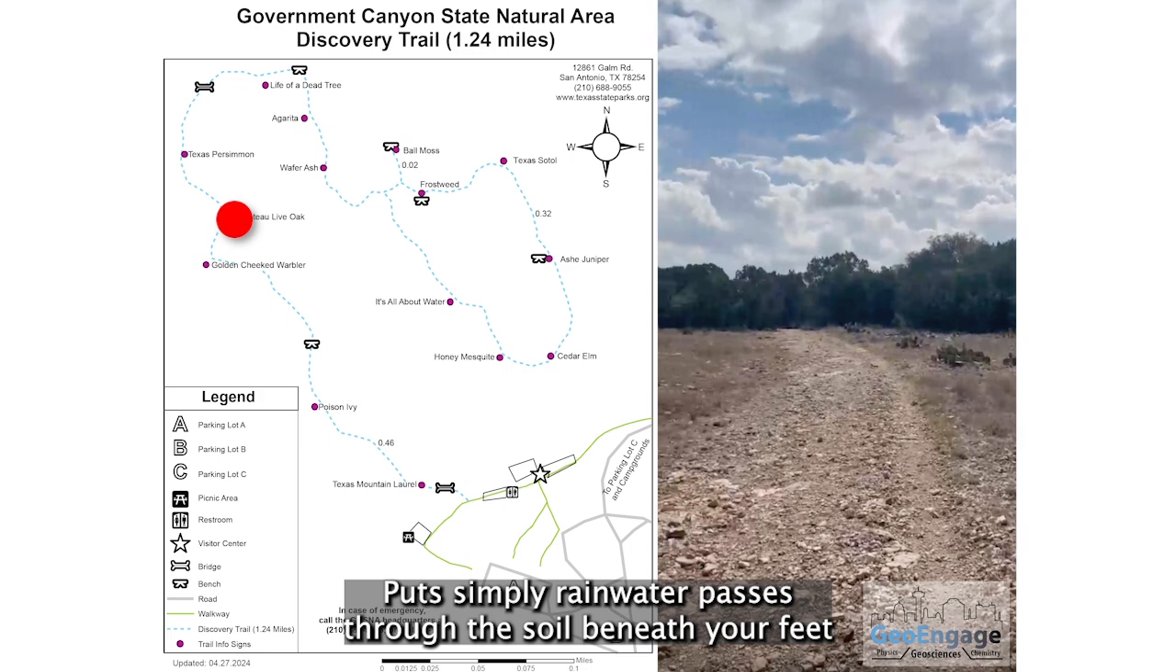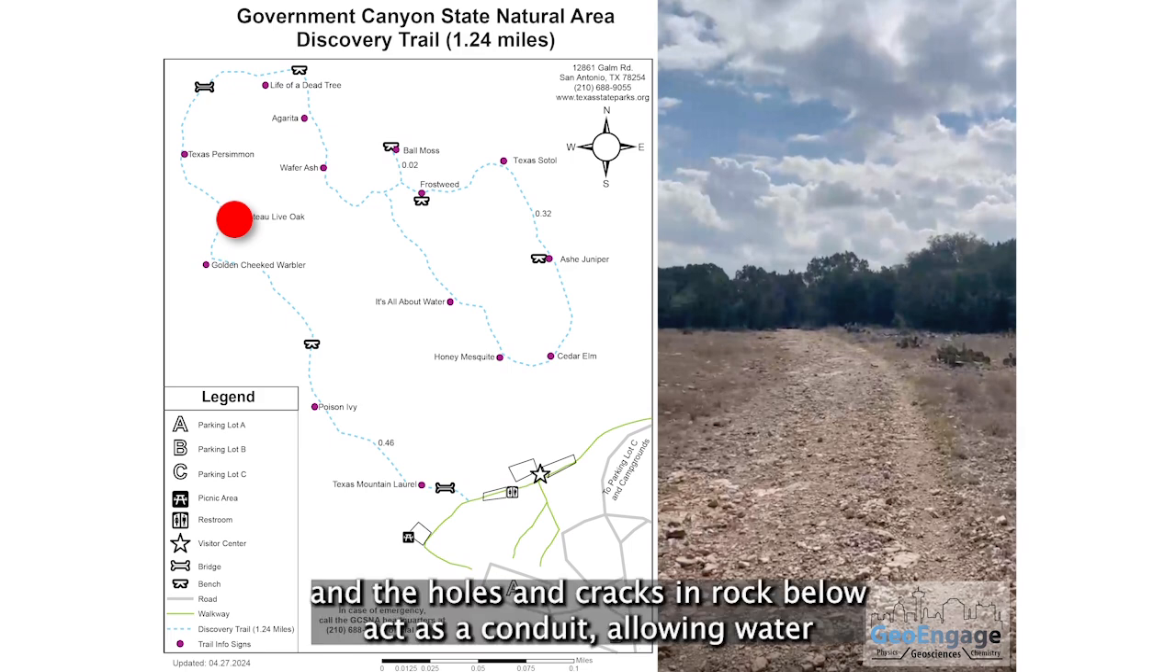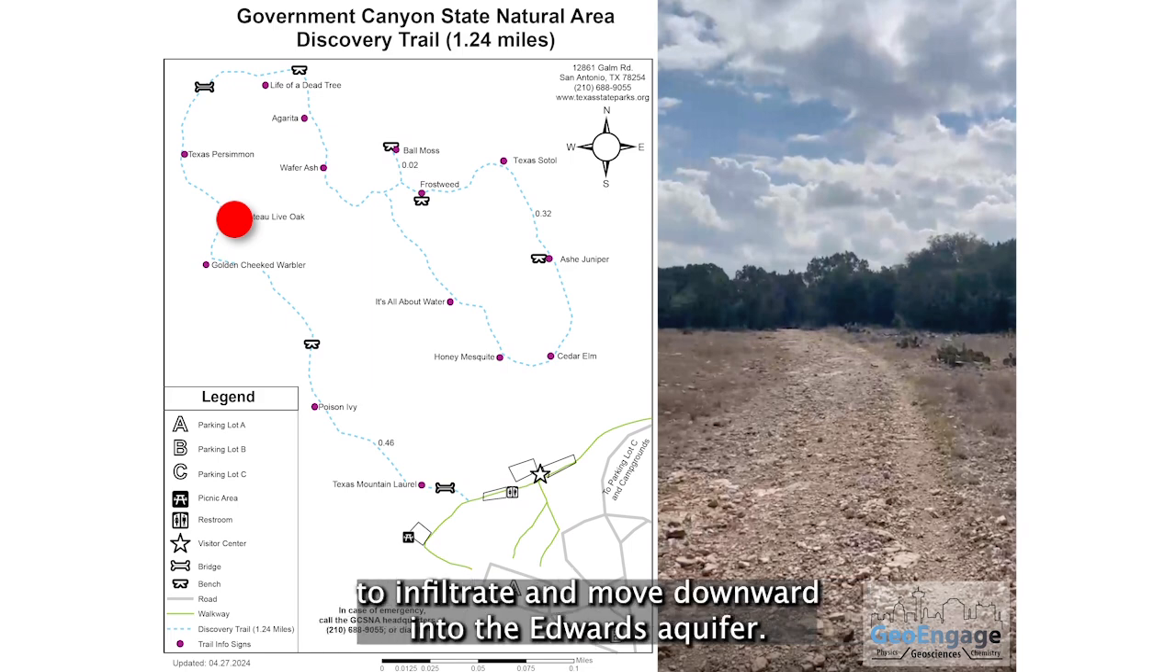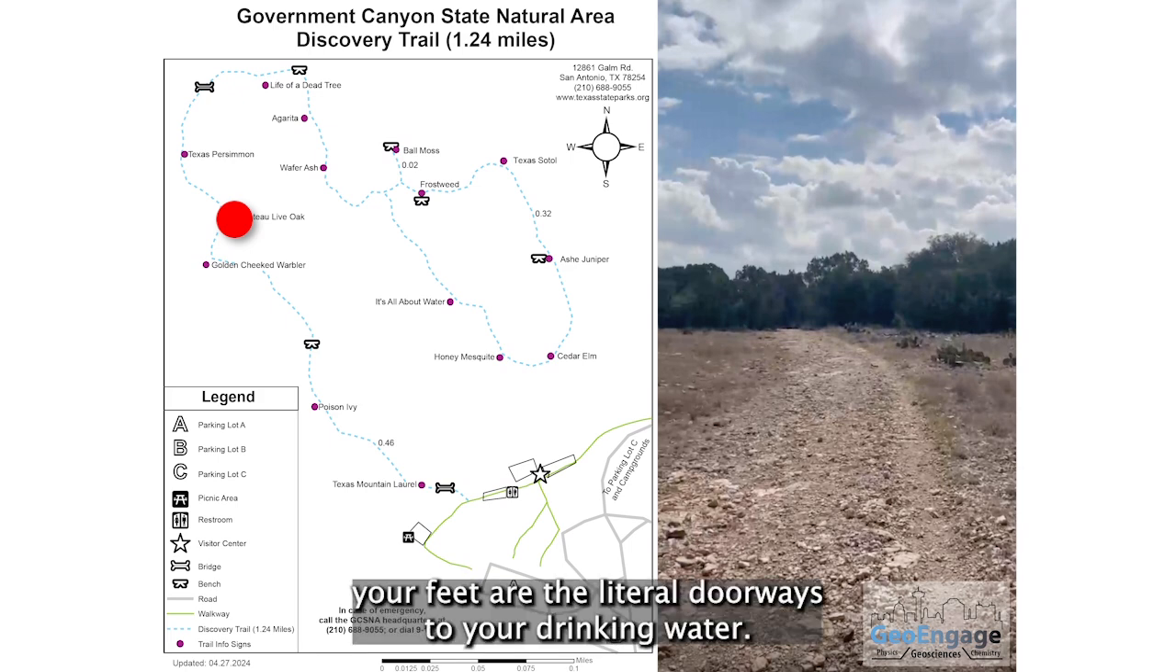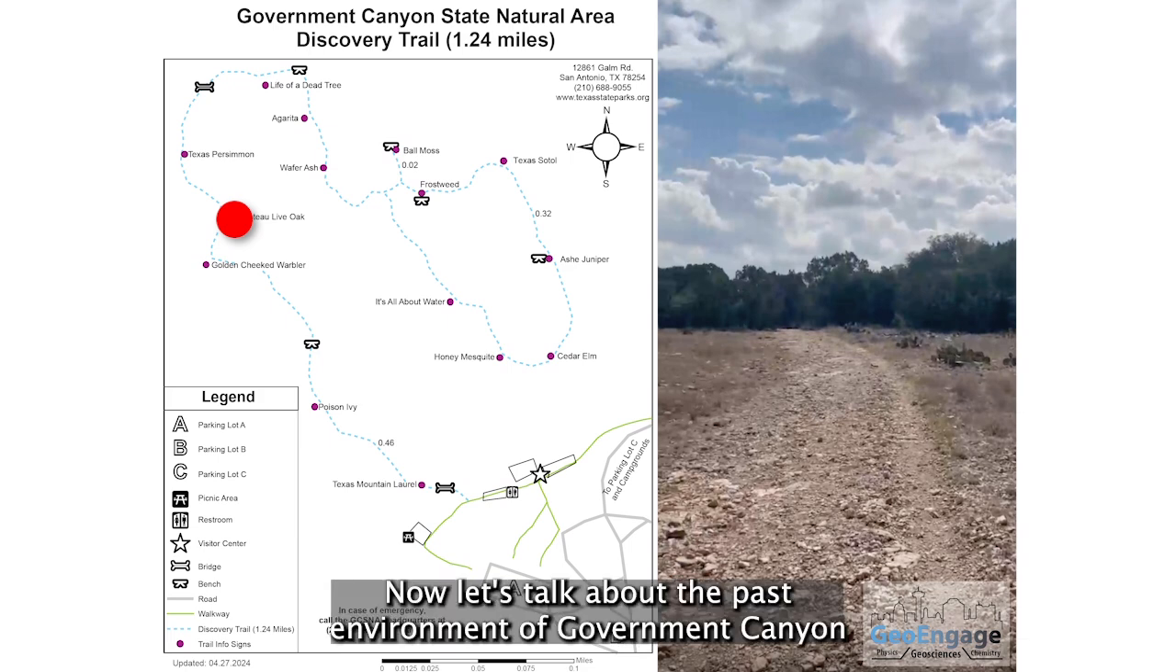Put simply, rainwater passes through the soil beneath your feet, and the holes and cracks in rock below act as a conduit, allowing water to infiltrate and move downward into the Edwards Aquifer. The soil and rock underneath your feet are the literal doorways to your drinking water. Now, let's talk about the past environment of Government Canyon.